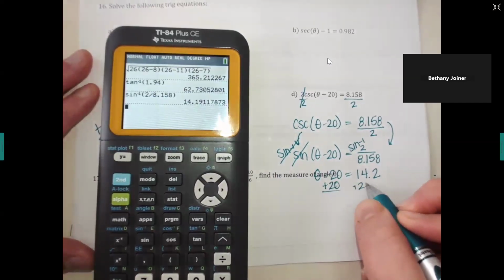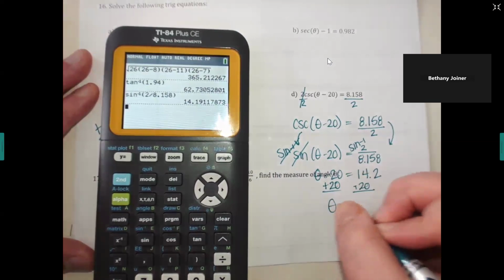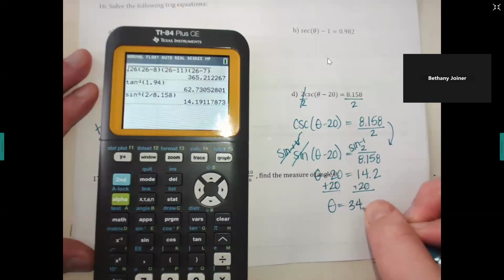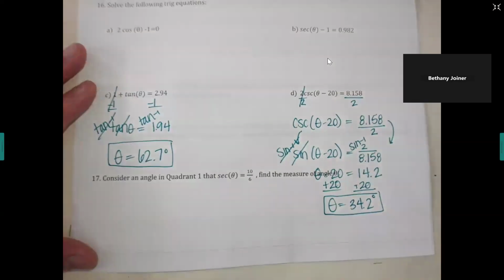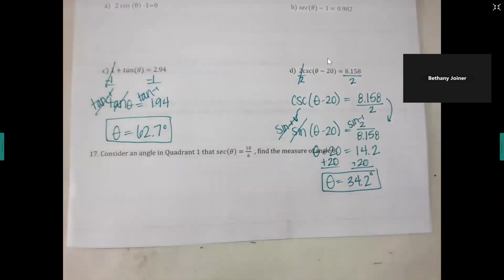So +20 plus 20, which means it'd be 34.2 degrees. Okay.